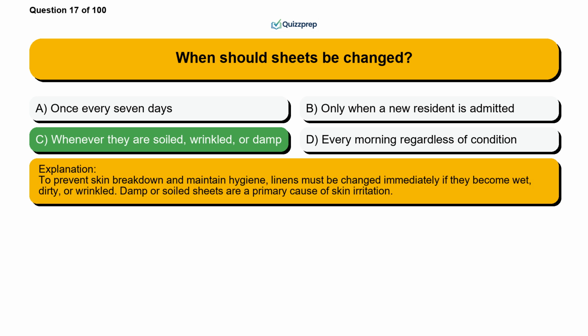To prevent skin breakdown and maintain hygiene, linens must be changed immediately if they become wet, dirty, or wrinkled. Damp or soiled sheets are a primary cause of skin irritation.